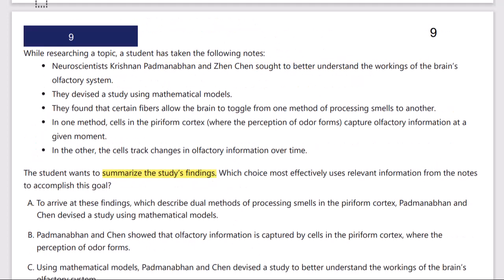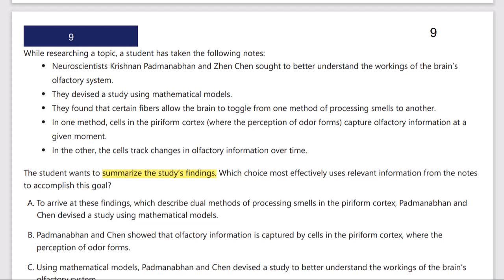Last but not least, let's see a prompt that requires you to find, or summarize in this case, the study's findings. So our earlier prompts summarized the aim or purpose of the study, the method of the study. This one, the goal you need to accomplish is to summarize the study's findings. So let's take a quick look at the various bullet points.